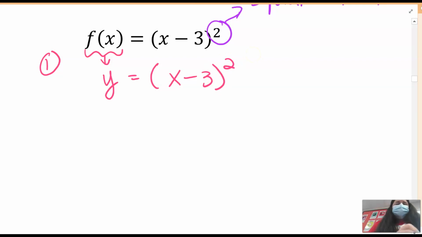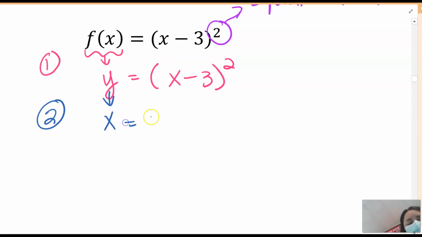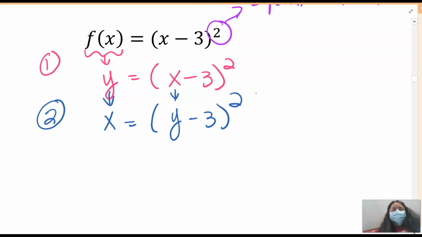What do we do next? Tell your group. What's the next step? Tell people in your group. Okay, so step 2, what do we do? Switch the x and the y. It's good. Y becomes x and x becomes y. Everything else stays the same, okay?